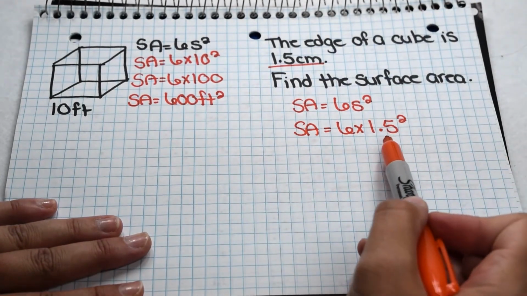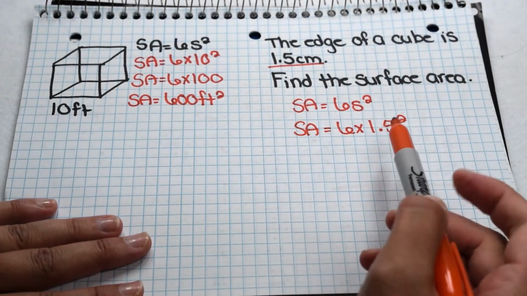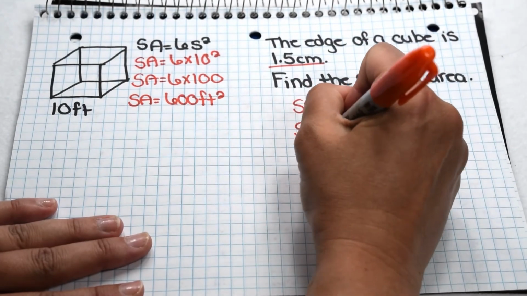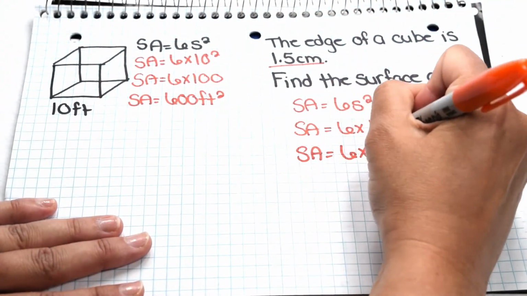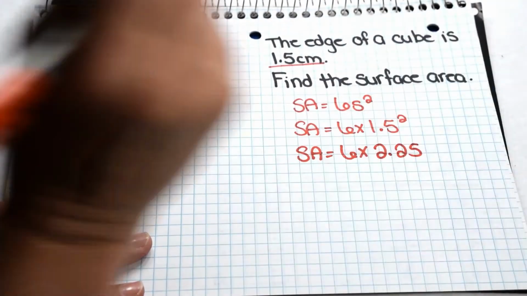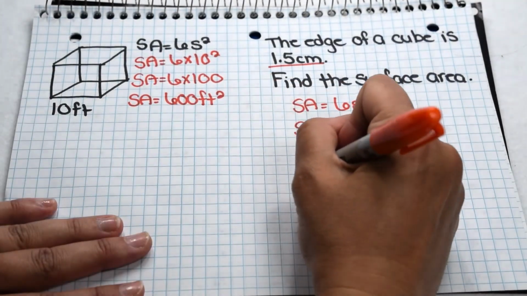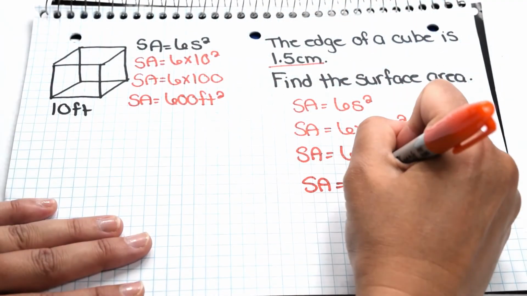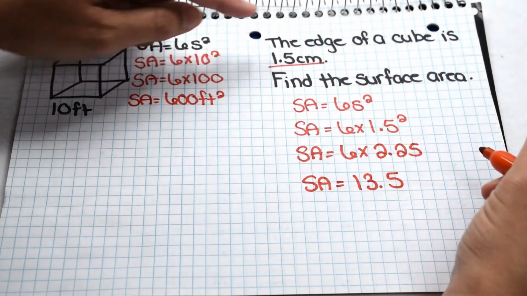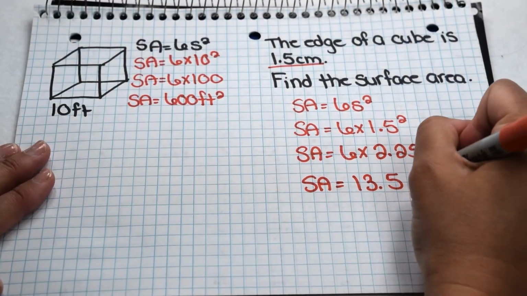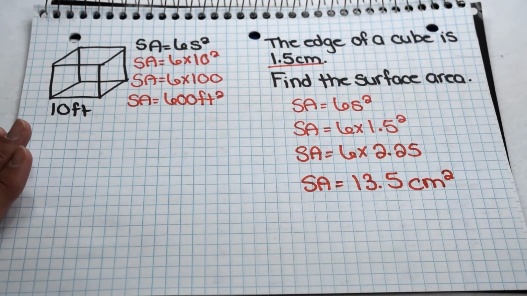Order of operations, again, 1.5 times 1.5 comes out to be 2.25. So we need to do 6 times 2.25 to find our total surface area. 6 times 2.25 comes out to be 13.5, and again, don't forget to label it. Since this is centimeters, our surface area is going to be square centimeters.